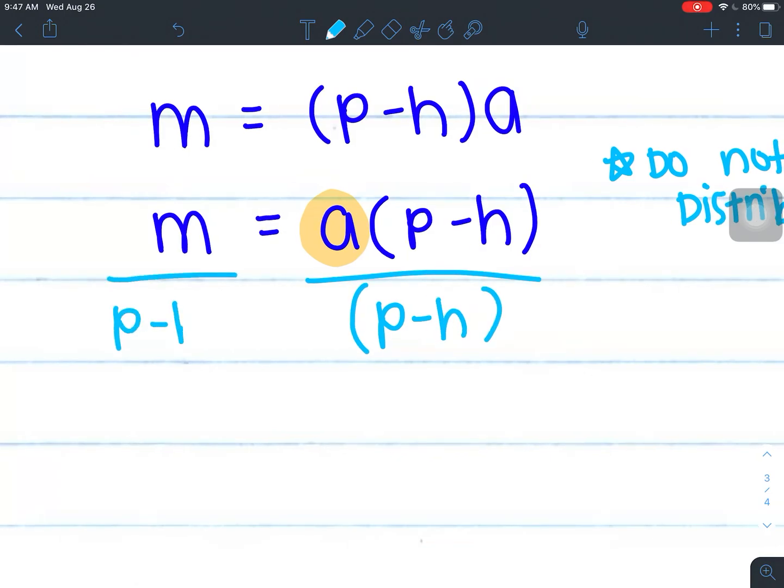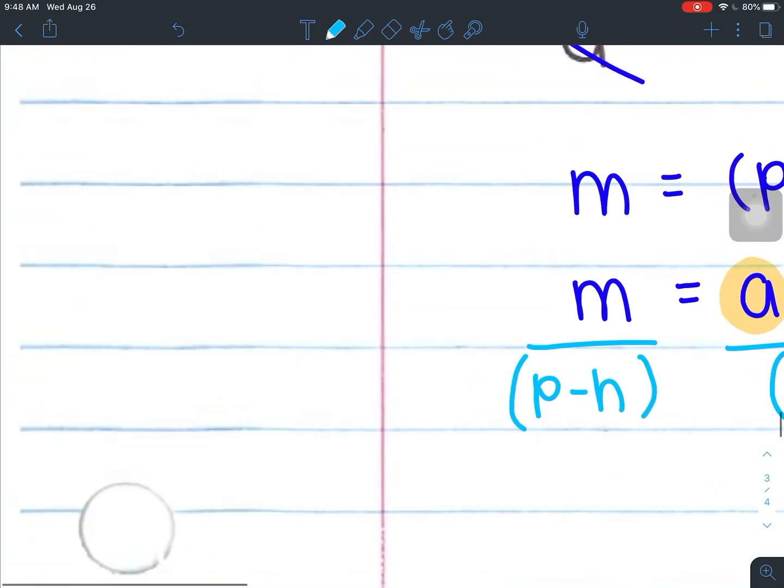And do the same exact thing to the other side. You want to think of the parentheses like a basket. You're taking the entire basket over. You can't just pick and choose things outside of that basket. The whole basket goes together in one piece.